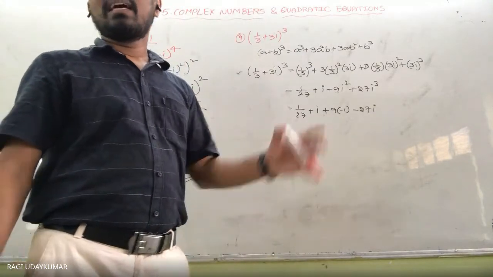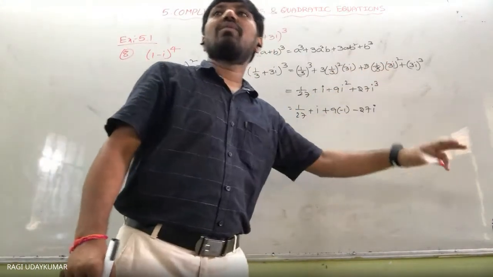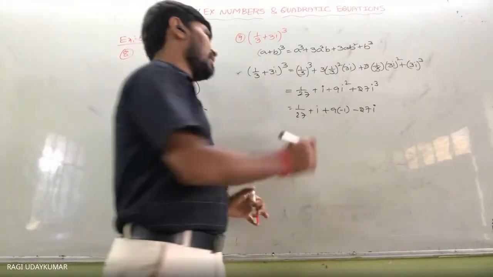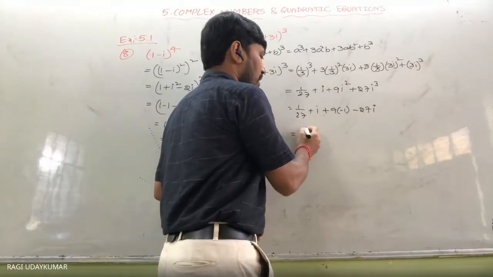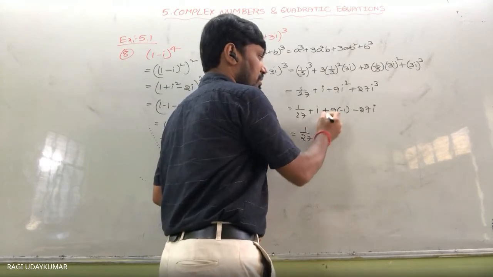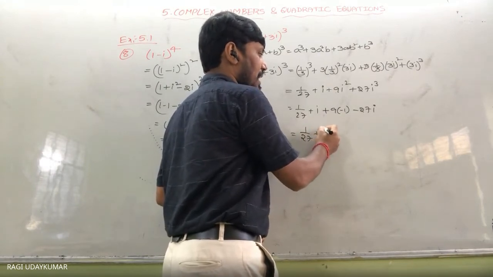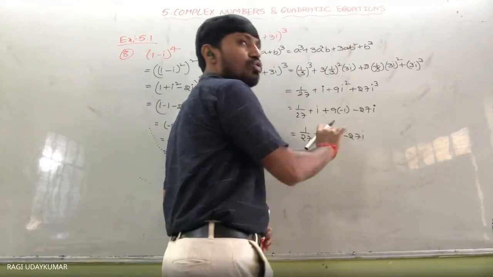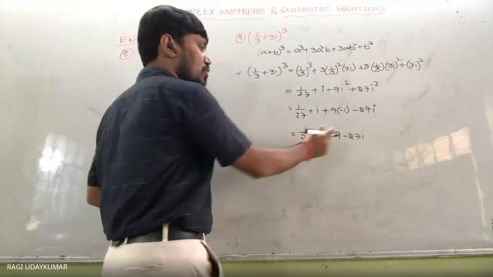Why minus 27i? i³ can be written as i² into i, and the i² value is minus 1. Simple problems, these are all. Not at all a complication. Now here, 1/27 plus i minus 9 minus 27i. Group the i values together, and these two values together.